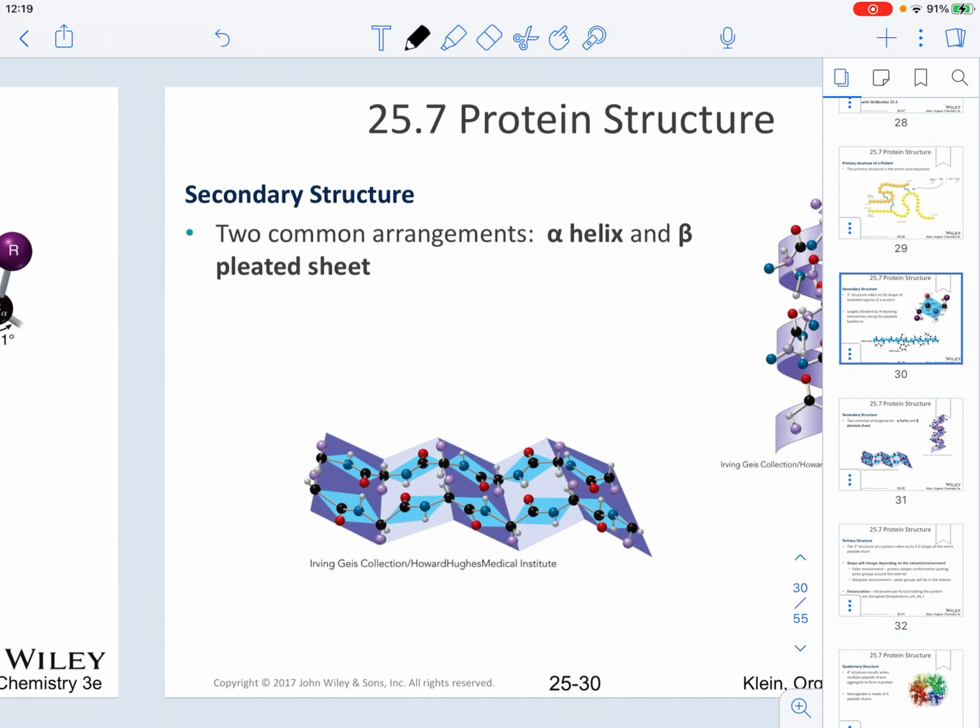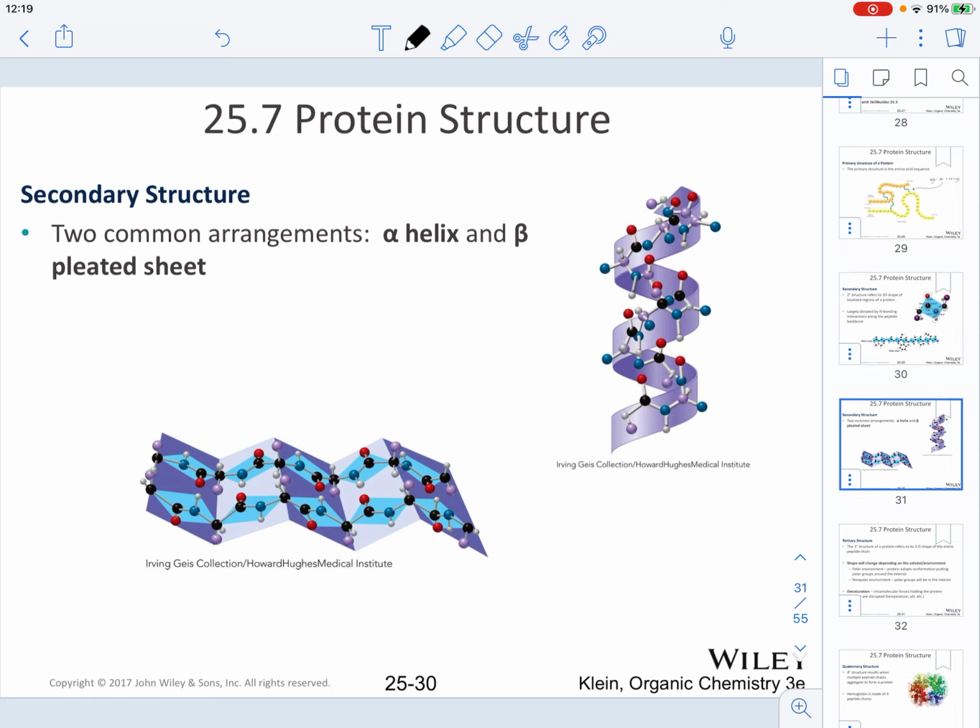Now, when it comes to the secondary structure, there are 2 common arrangements. One is the alpha helix, which makes this helical structure that we have here. And then we have the beta pleated sheet, which, as you can see, is illustrated down here. It is important to note that the hydrogen bonding, as I previously mentioned, is happening along the backbone, meaning it is happening at the peptide bond. The side chains are not involved in the hydrogen bonding for the secondary structures.